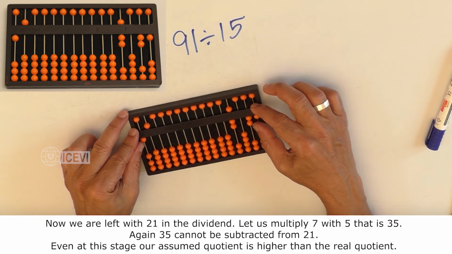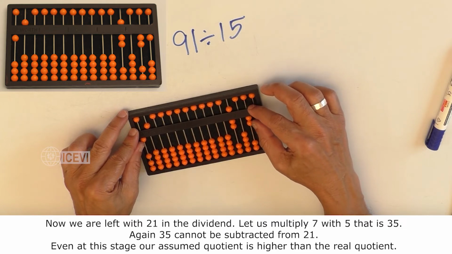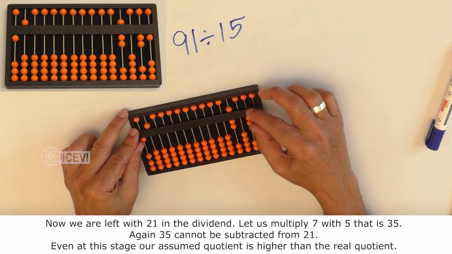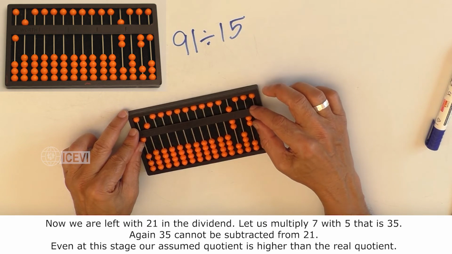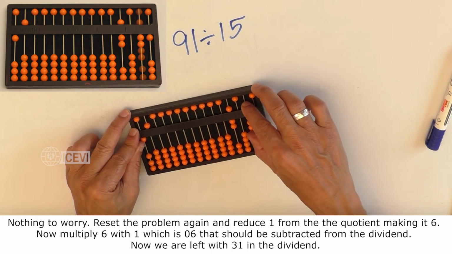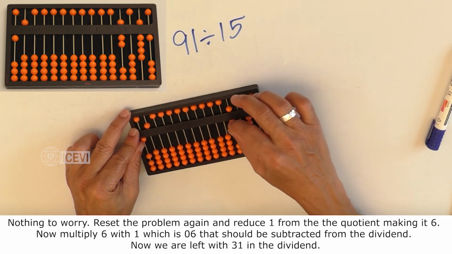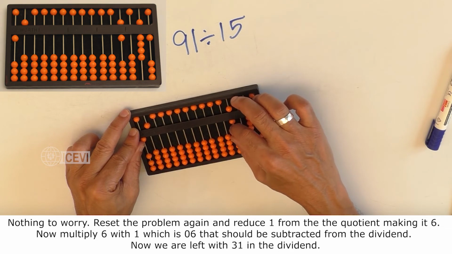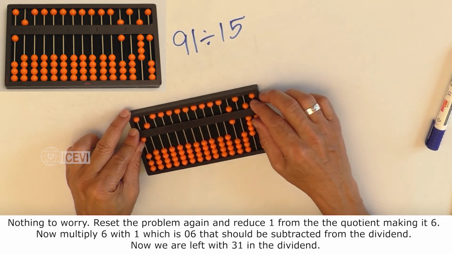Again, 35 cannot be subtracted from 21. Even at this stage, our assumed quotient is higher than the real quotient. Nothing to worry. Reset the problem again and reduce 1 from the quotient, making it 6.